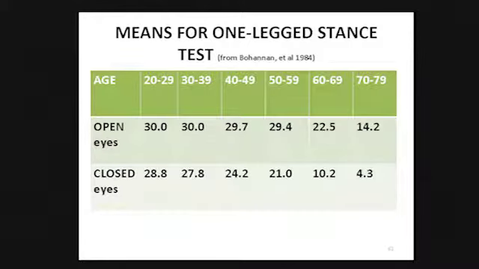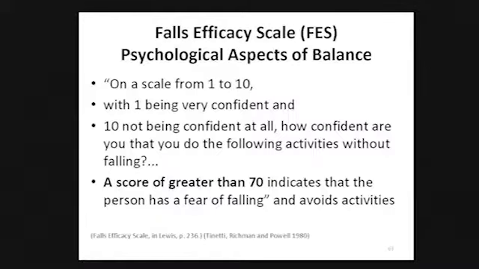Do we have averages or normative values? Yes, we do. So Bohannon has these across the decades from the 20s to 80 years old. I guess he didn't have any volunteers above the age of 80, but there you go. So make note of these norm values, eyes open versus eyes closed for standing on one leg.